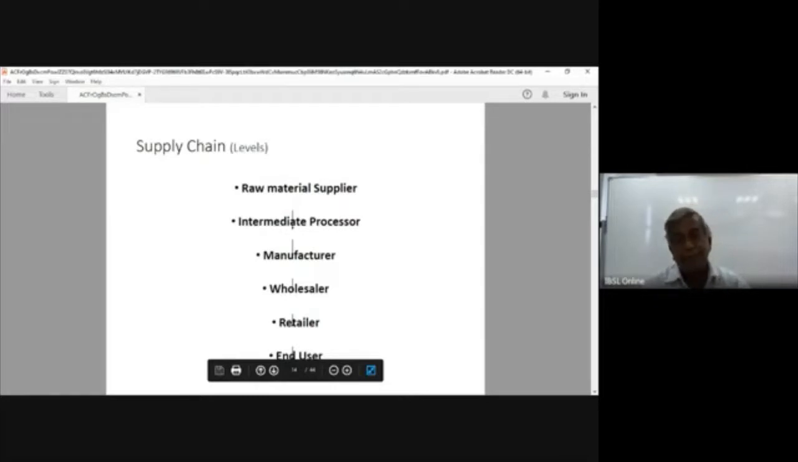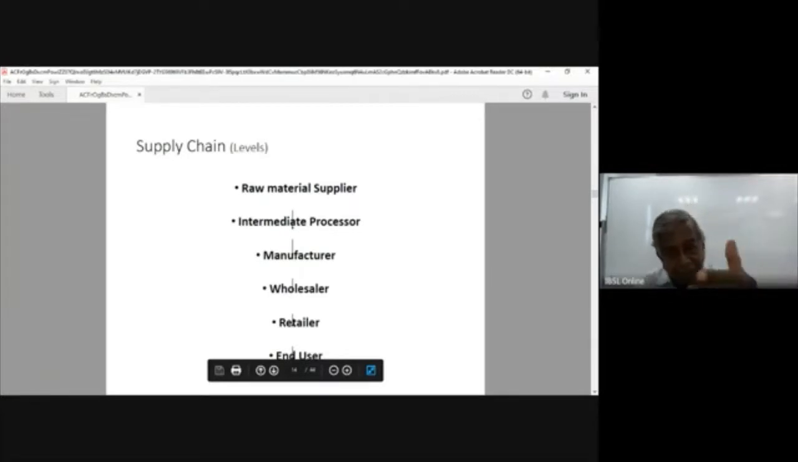Sawmill operator. He purchases this timber from the timber supplier, that is the raw material supplier, cuts it by using his sawmill, and makes the planks, the pieces, various things which can be used to manufacture furniture. It's an intermediate processor. That is the sawmill operator. Then these items that he produced, the planks, pieces like that, come to the manufacturer. He manufactures furniture.